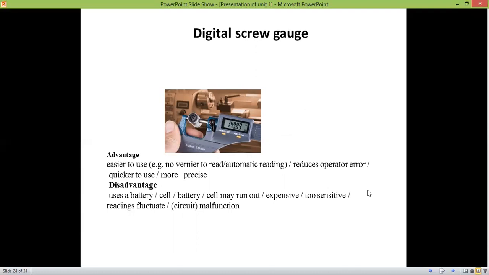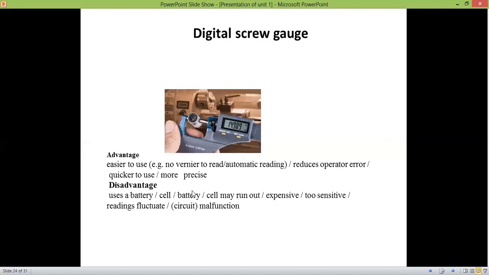Next, we have to discuss another type of micrometer, that is the digital micrometer. It gives a more accurate value because over here we don't need to see the position of the main scale and thimble scale. We don't have to note the reading from the main scale and thimble scale. Over here the reading is shown on the dial of the micrometer.